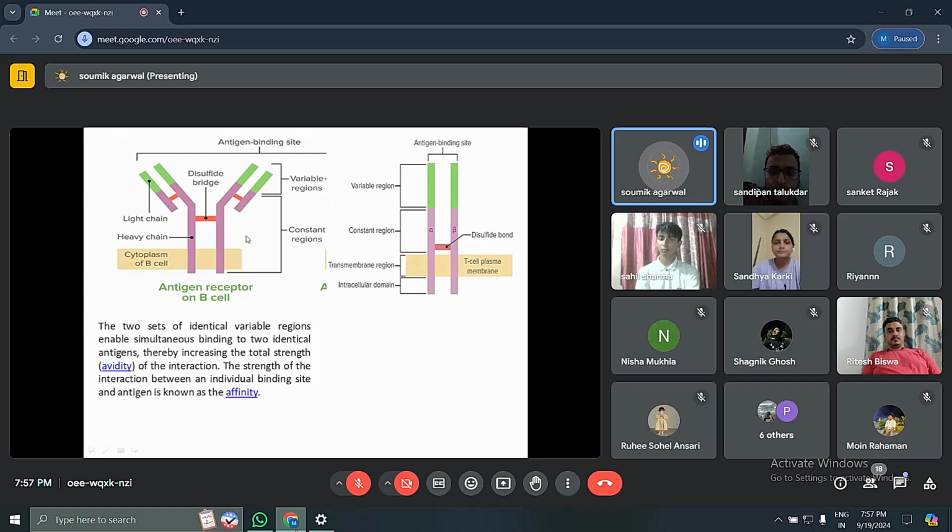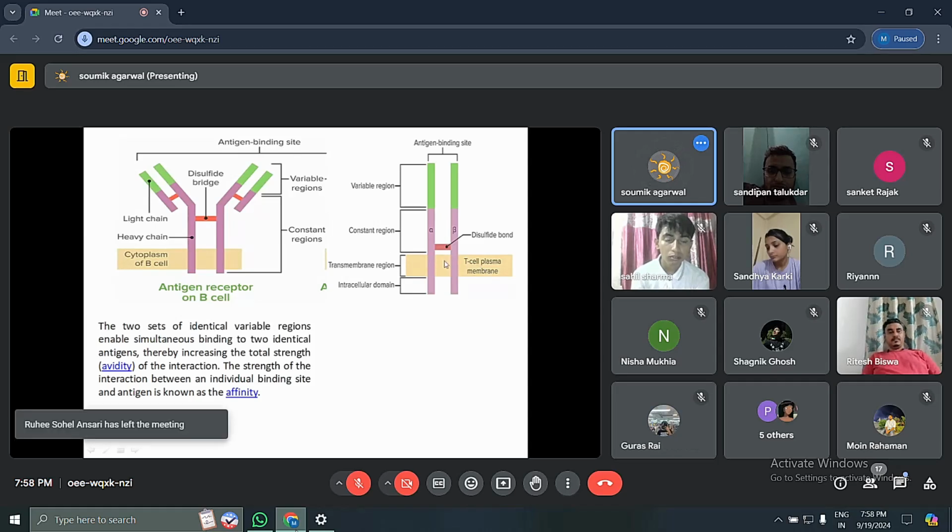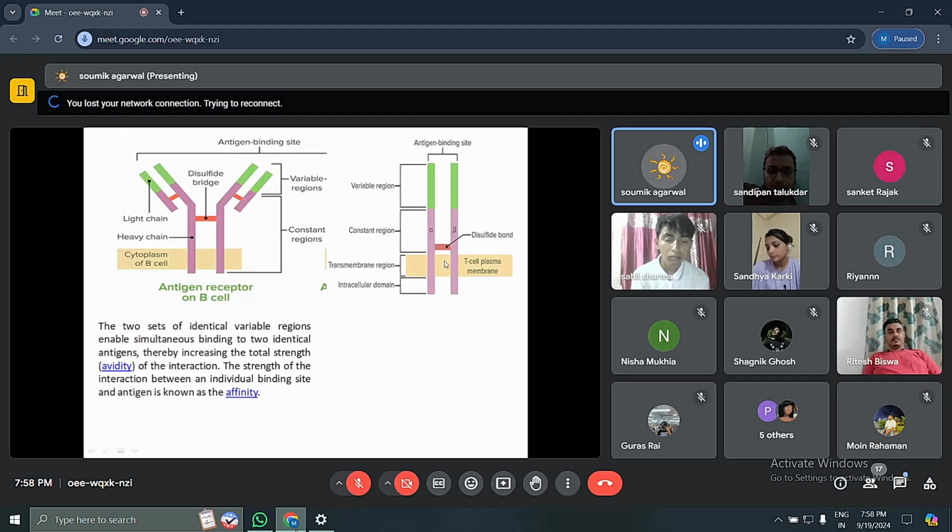These immunoglobulins or antibodies may remain on the surface or may be secreted. So they come out of the cell and may roam freely in the body. Is there any question? Okay, I think not. So these antibodies may remain attached to the cell surface, or may be secreted and roam freely inside your body.